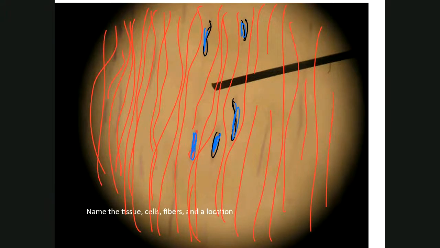The fibers are all going in the same direction, so that's going to be dense regular connective tissue. The cells are fibroblasts. The location of the tissue will be tendons and ligaments, and the function of the tissue is to resist tension in one direction. And this is probably one of the hardest tissues to identify.